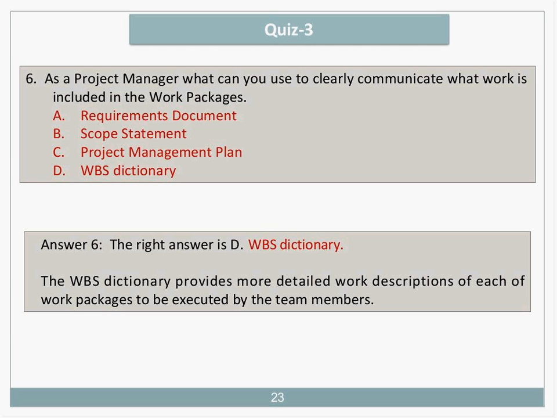So the scope includes everything, and if we talk about scope, we can talk about the project scope or the product scope. Project scope would be all the work that needs to be done. The product scope would be just what is the product that we are going to deliver.